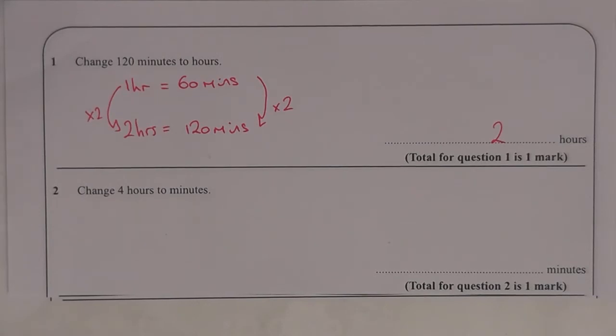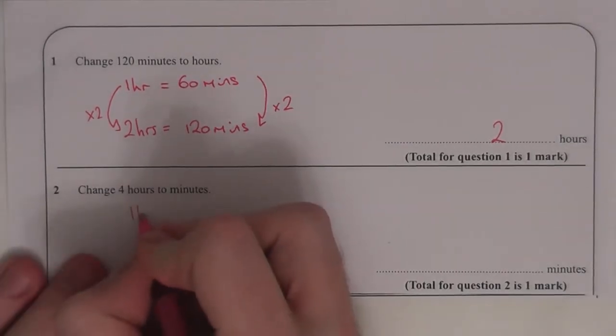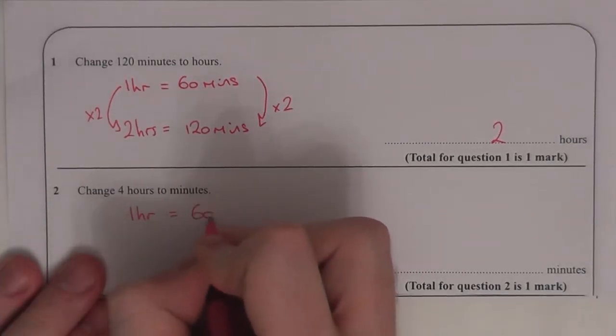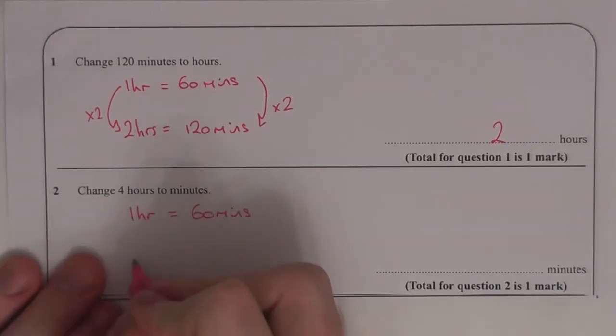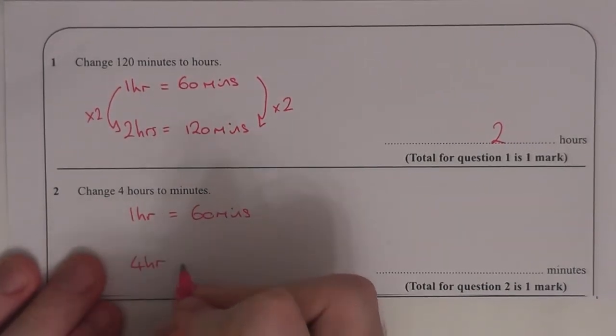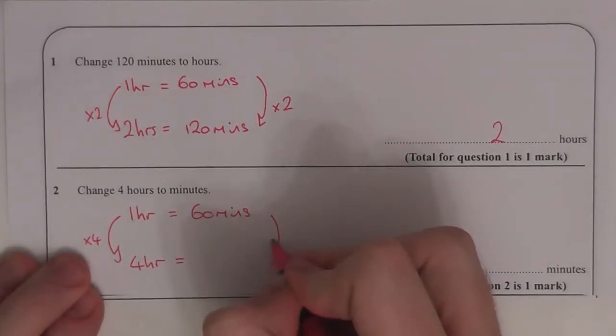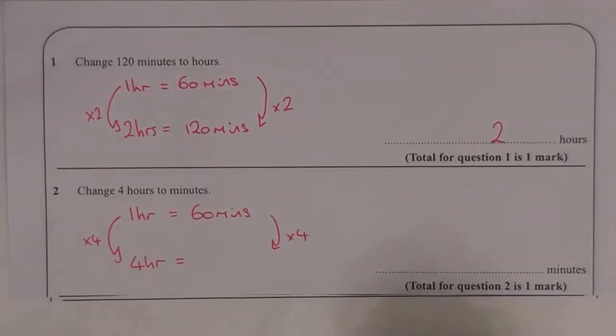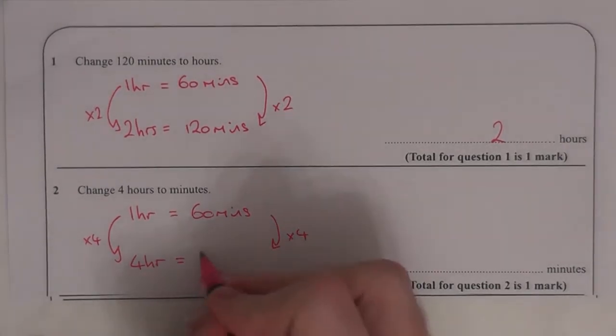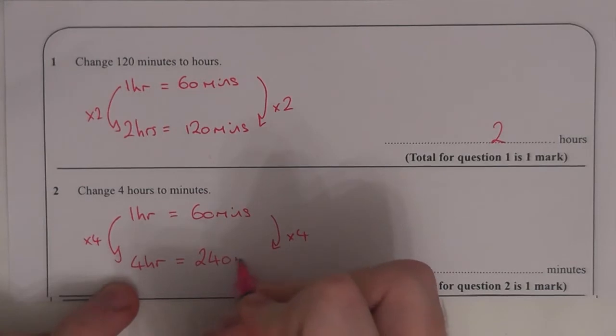Change 4 hours to minutes. Well, same kind of thing again. We've got that 1 hour is 60 minutes. We need 4 hours. So we need 4 lots of the hours, which means we need 4 lots of 60. 60, 120, 180, 240 minutes.